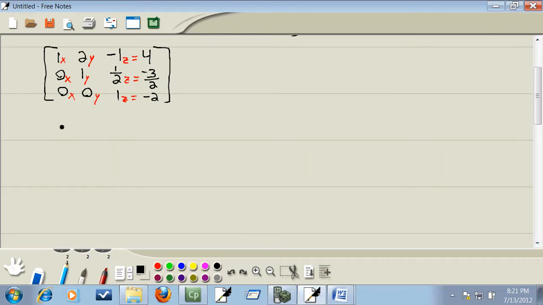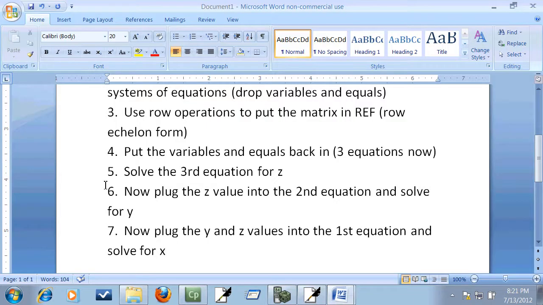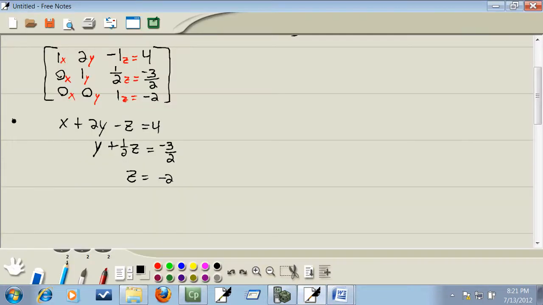So for our first equation, we'll have x plus 2y minus z is equal to 4. Our second equation will be y plus 1/2 z is equal to negative 3/2. And our last one will be z is equal to negative 2. That's step 4, I guess.